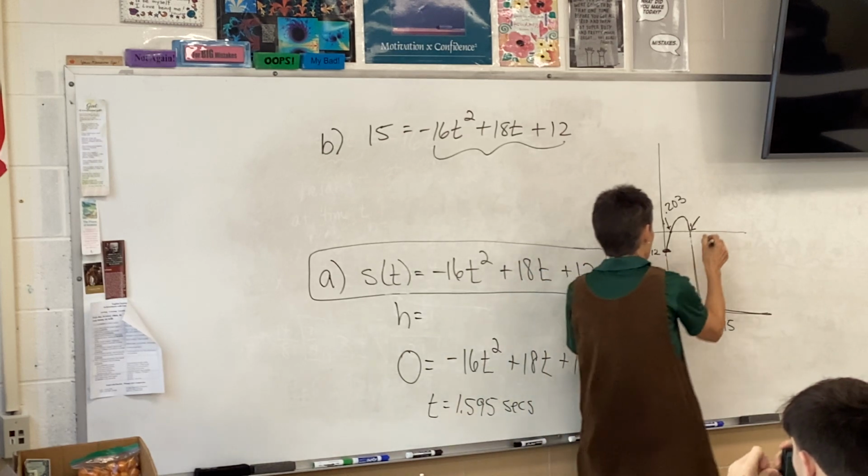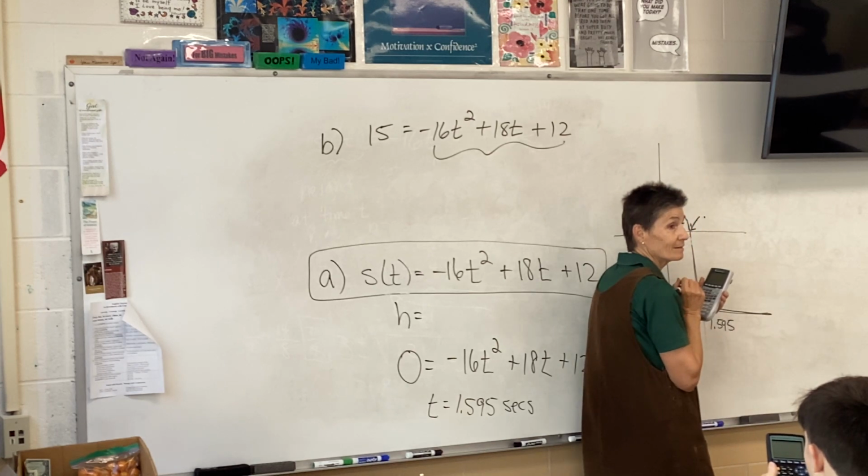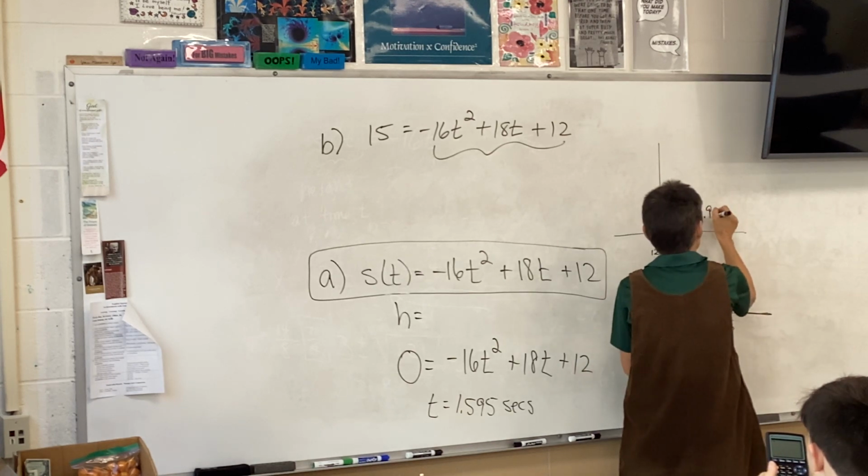And somebody tell me what you got. What'd you get for that one? Point? What? 922.